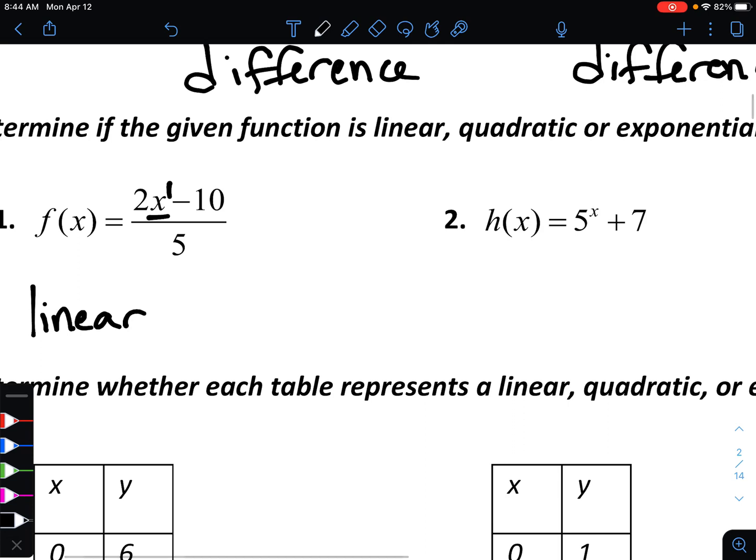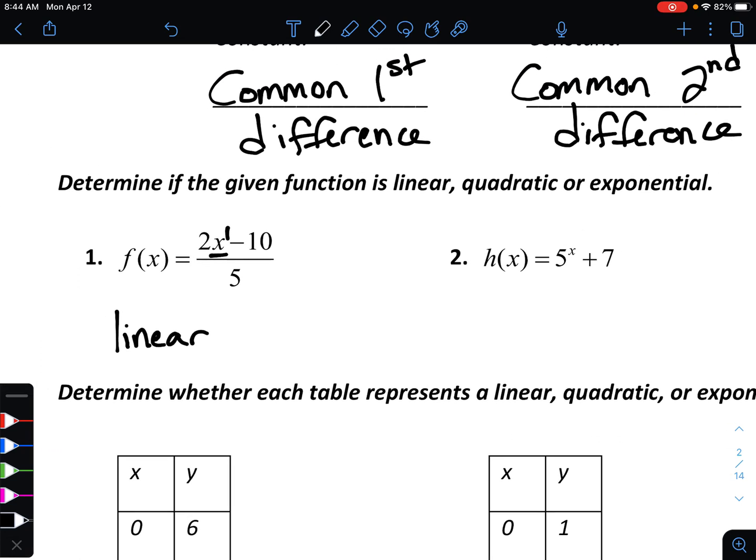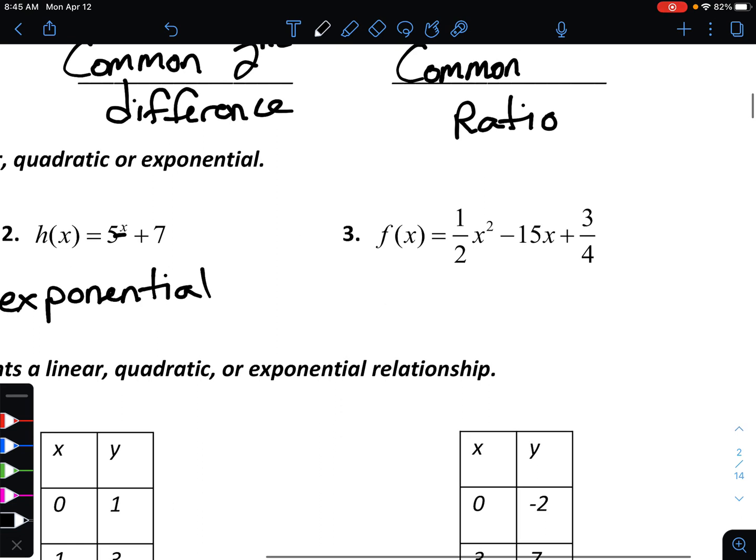Next, for number 2, h of x is equal to 5 to the power of x plus 7. So where is our variable and what is our exponent? In this case, our variable is the exponent. That's what's going to tell us that this is an exponential function. Finally, for number 3, we've got 1/2 x squared minus 15x plus 3/4. So where is our variable and what is our exponent? In this case, our variable is x, our exponent is 2. That's going to be what tells us that this is a quadratic function.